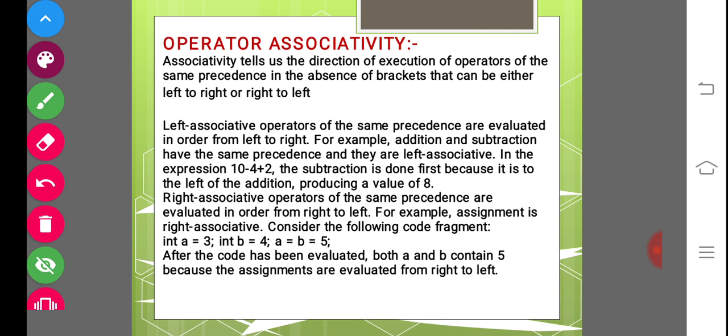It means 5 goes to my b variable, and after this the b value is assigned to my a variable. So after the code has been evaluated, both a and b contain 5 because the assignments are evaluated from right to left.